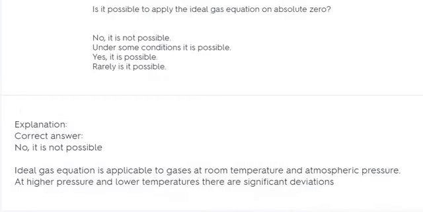Is it possible to apply the ideal gas equation at absolute zero? No, it is not possible. Under some conditions it is possible. Yes, it is possible. Rarely is it possible. Explanation. Correct answer: no, it is not possible. The ideal gas equation is applicable to gases at room temperature and atmospheric pressure. At higher pressure and lower temperatures there are significant deviations.